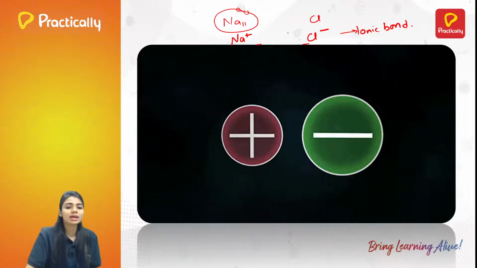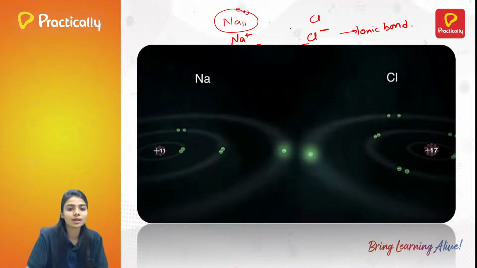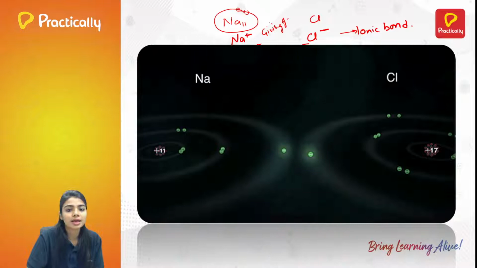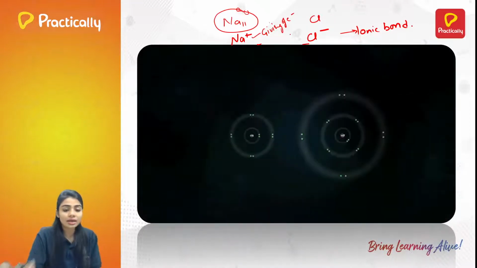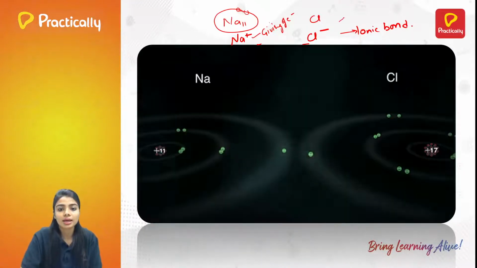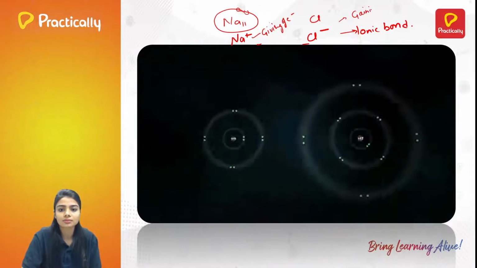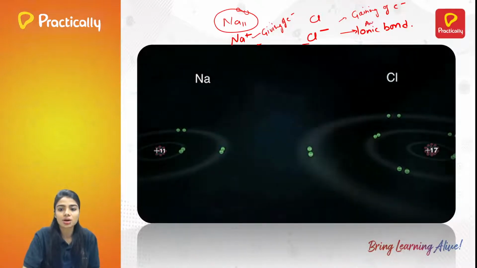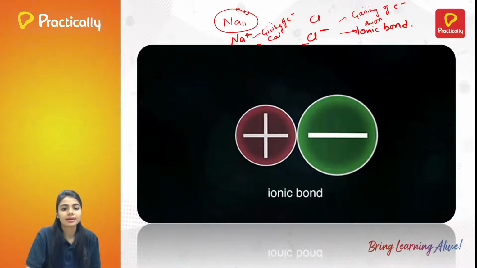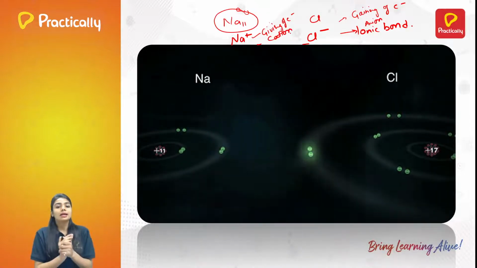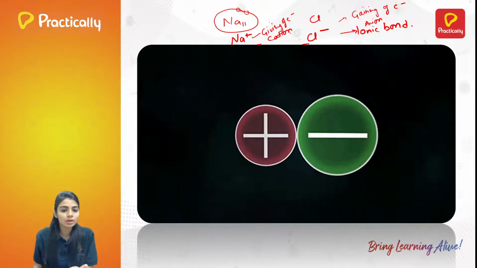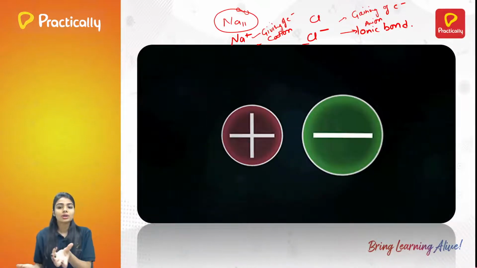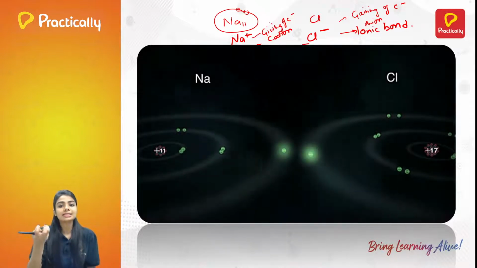Whenever there is a donation of electron, giving of electron, it will gain a positive charge. Whenever they take the electron, gaining of electron, it will get negatively charged. This is called anion and this is called cation. Cation and anion. So sodium forms sodium positive because it is giving one electron, and chlorine becomes chlorine negative because it is gaining one electron.